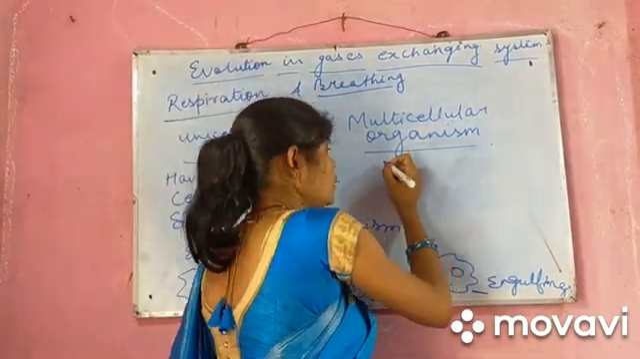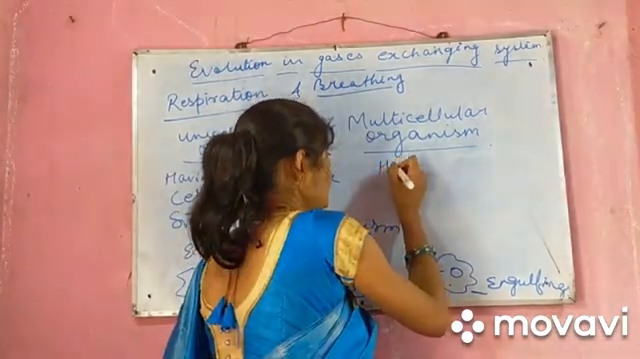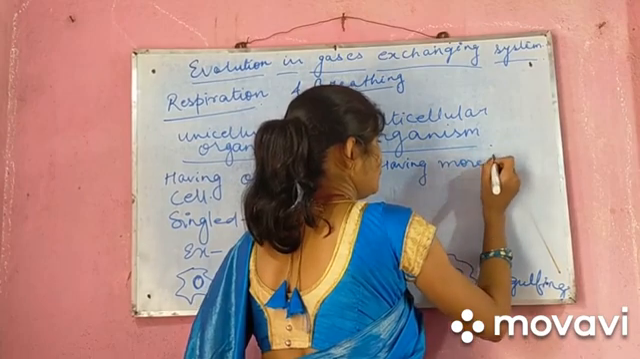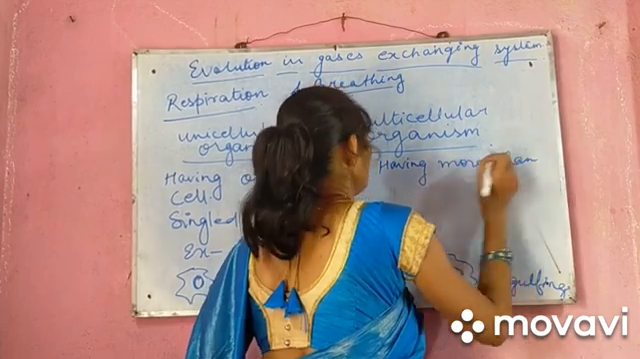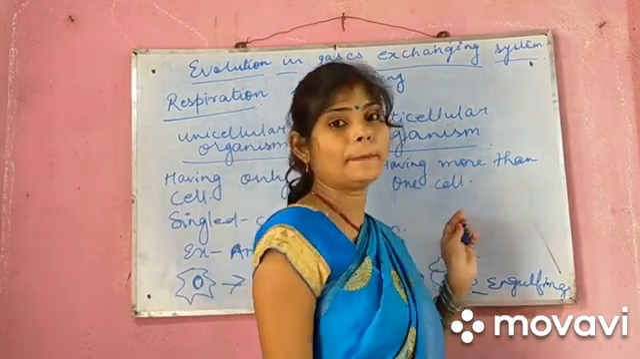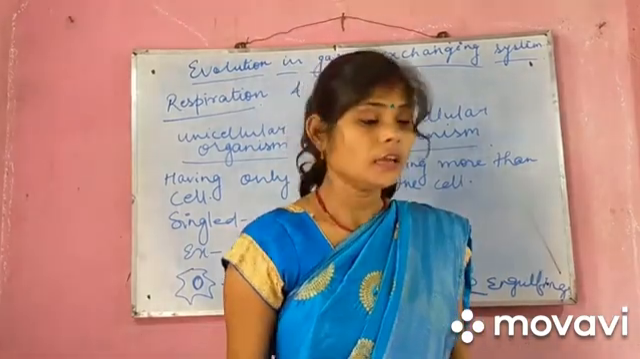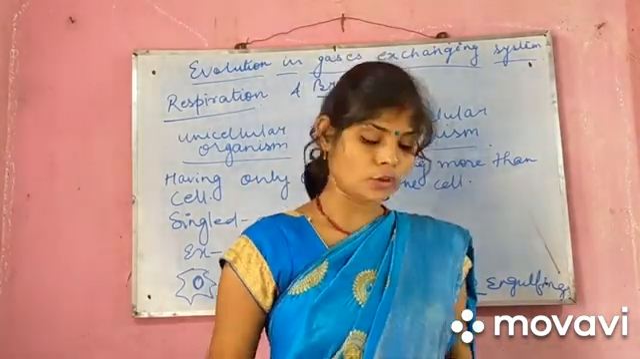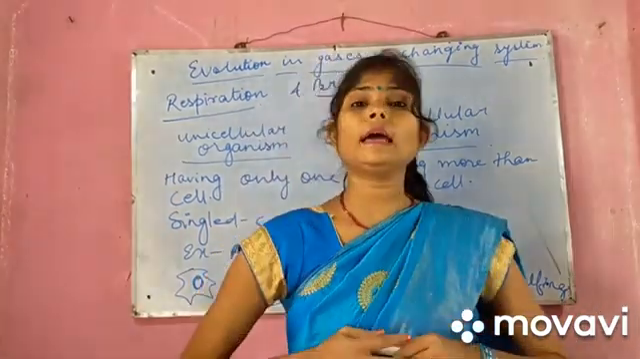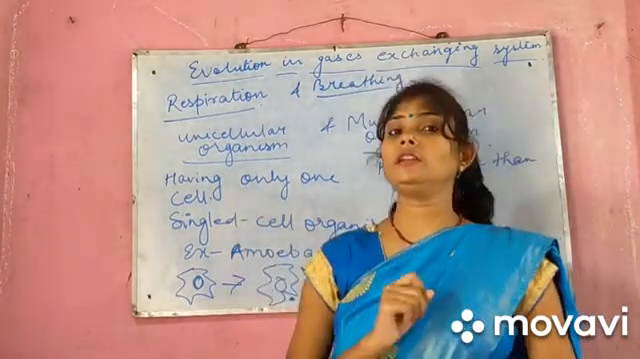Multicellular organism means the organism which is having more than one cell. You can take an example of bird, or an example of mammals. We people are multicellular organisms having millions and millions of cells in our body. As we are having different body parts to perform different activities, but in unicellular organisms they are not having.